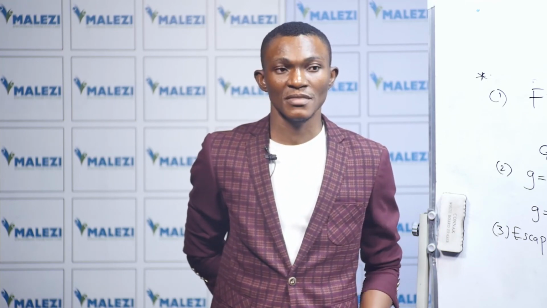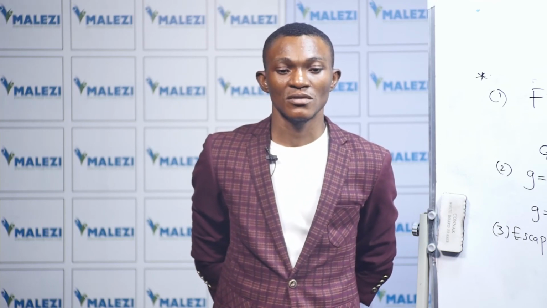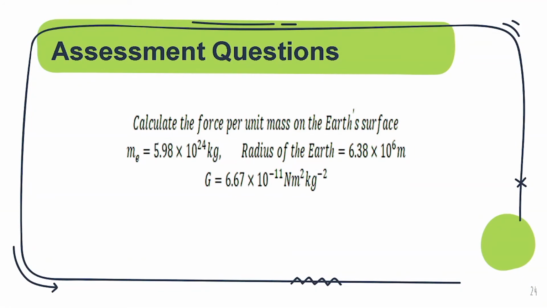So to round up, let's take this assessment question now. Calculate the force per unit mass on the Earth's surface. ME, the mass of the Earth, has a value of 5.98 times 10 to the power of 24 kg. And the radius of the Earth has a value of 6.38 times 10 to the power of 6 meters. And G is given as 6.67 times 10 to the power of minus 11 Newton meter squared per kg squared.